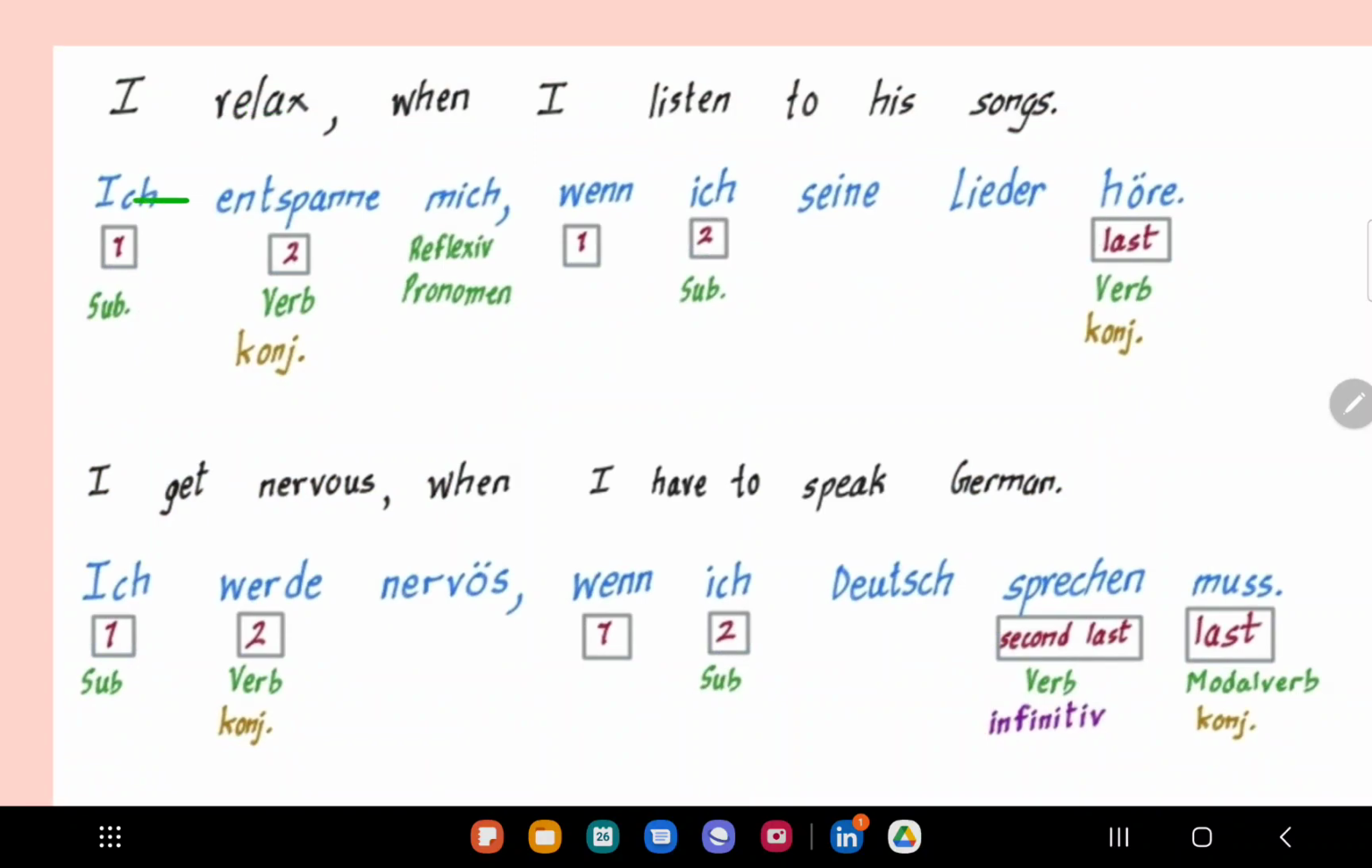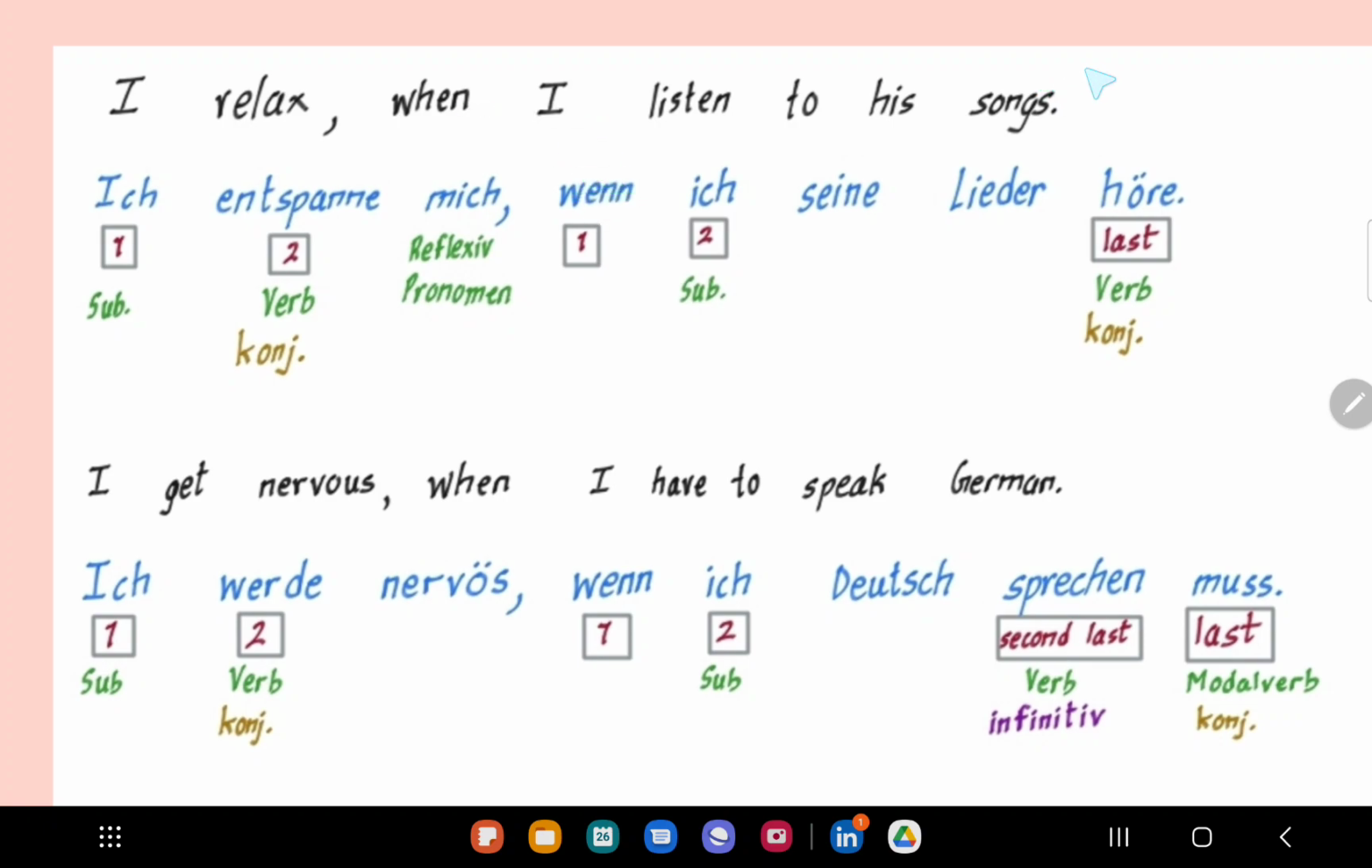Let's look at the first example. I relax, ich entspanne mich. Entspannen has been conjugated for ich, that is entspanne, and it has been put at the second position. So the first sentence is nothing new, you know this. Mich is a reflexive pronoun, so it is ich in accusative as an object, so mich. Ich, mich, du, dich, er, es, sie, sich, ihr, euch, and then sie, Sie, also sich.